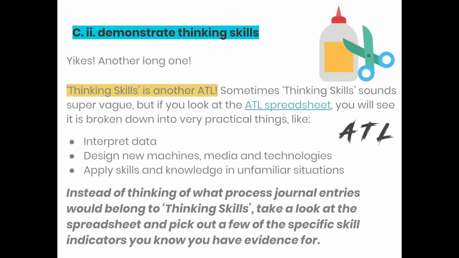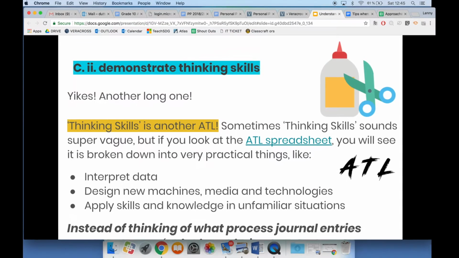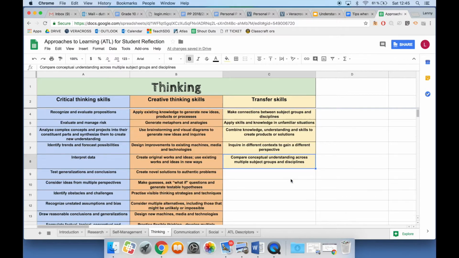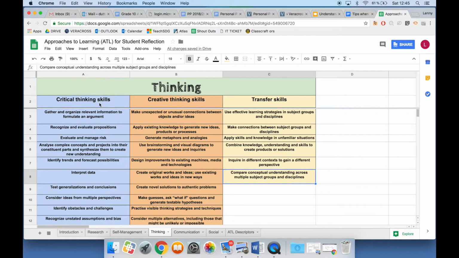But again, as it's an ATL, we have the spreadsheet, and it really has very practical and tactile things in there, like interpreting data or designing new machines, media, or technology. If you design a game or an app, that counts there. Applying skills and knowledge in an unfamiliar situation. Let's have a look at that ATL spreadsheet again, and you will see, if you look through this, you can easily pull out 1 or 2 things from each column. Again, make sure you're talking about all 3 skills that you can demonstrate in your report.